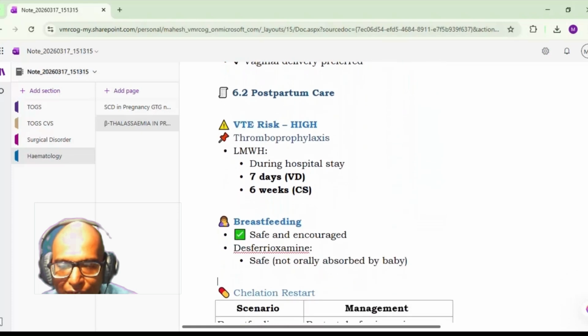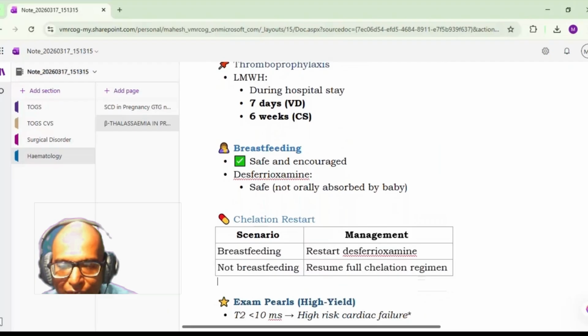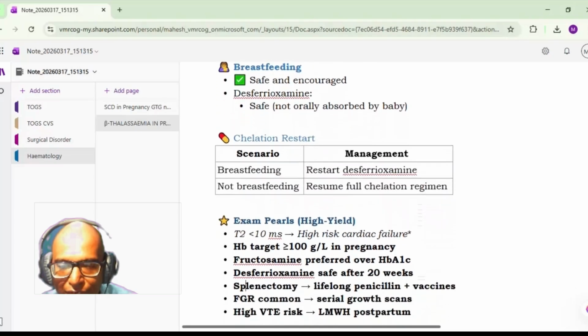Okay. Breastfeeding is safe and encouraged. Desferrioxamine is safe. It is not orally absorbed by the baby. Though it is secreted into the breast milk, it is not absorbed by the baby. Okay. So breastfeeding in the postpartum period, desferrioxamine will be restarted. If she is not breastfeeding, then full chelation regimen will be given.